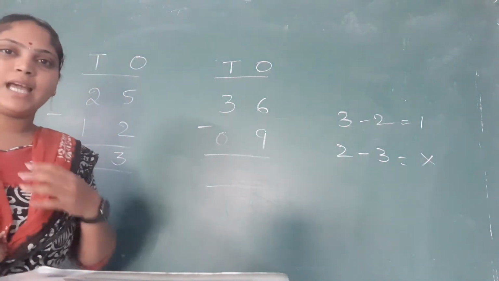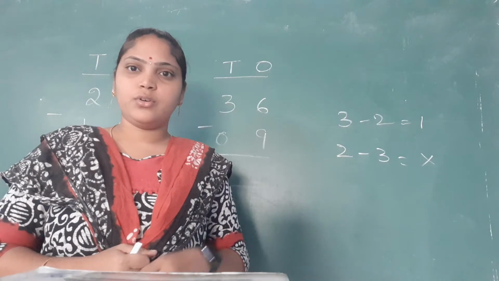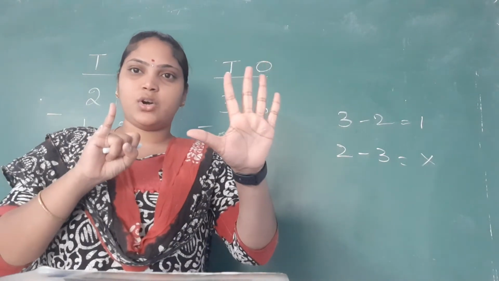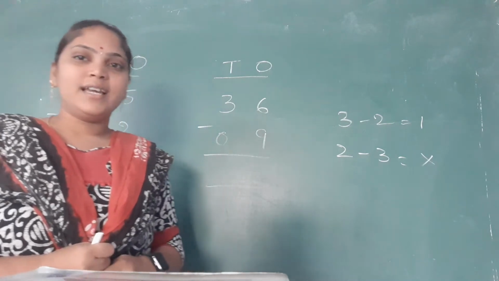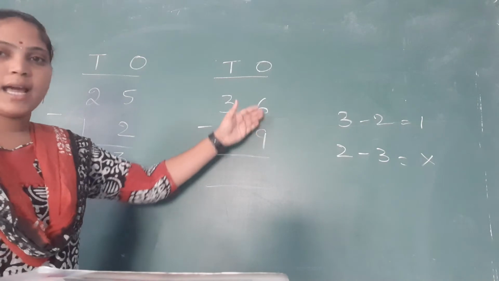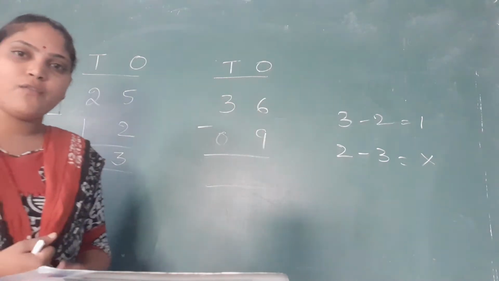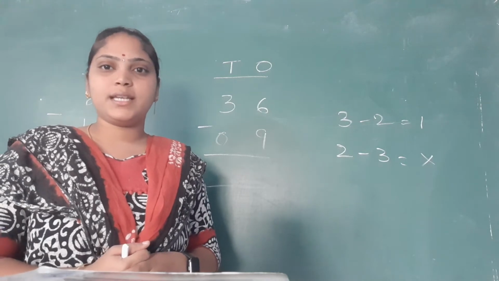So just imagine I have 6 chocolates. Is it possible to give 9 chocolates to you? I have only 6 chocolates. No. Why? 6 is the smaller number. So we cannot subtract 9 from 6. So now what we have to do? We need to borrow from the next place.